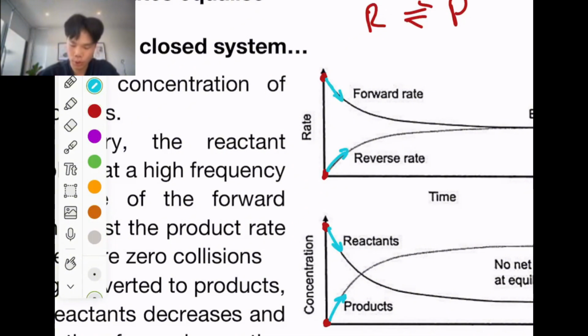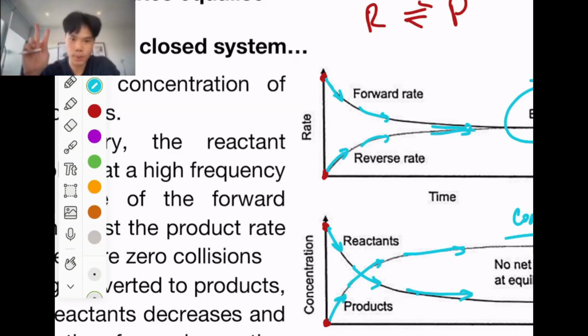And this continues over time in any equilibria, dynamic equilibria to be clear, until you reach a point where you have equal rates of reaction and you have constant concentrations. And those are your two conditions for equilibria, dynamic equilibria: equal rates that are non-zero, and constant concentrations over time. Two conditions.